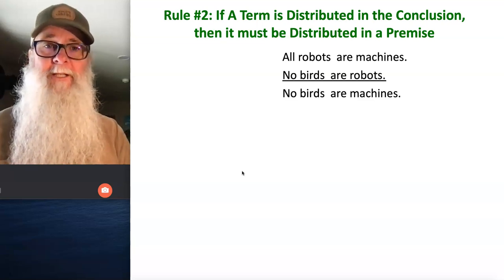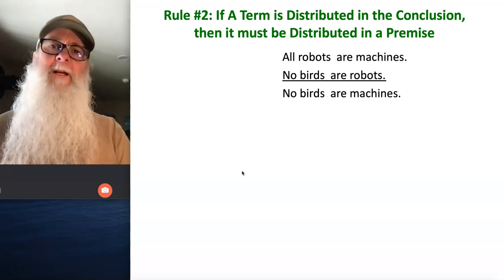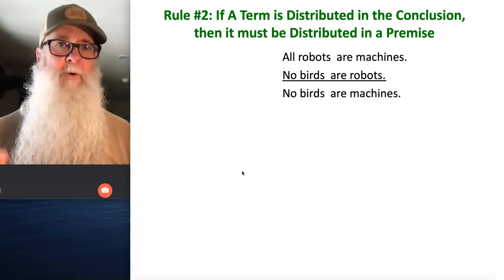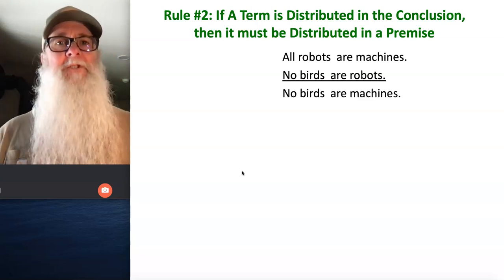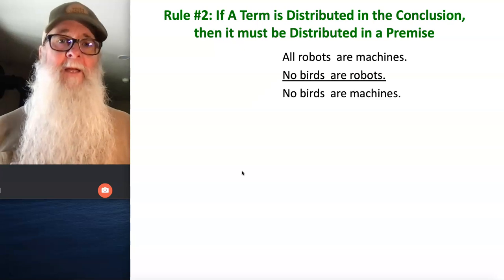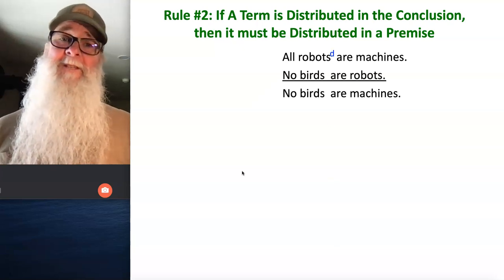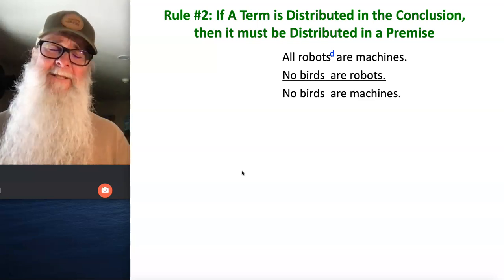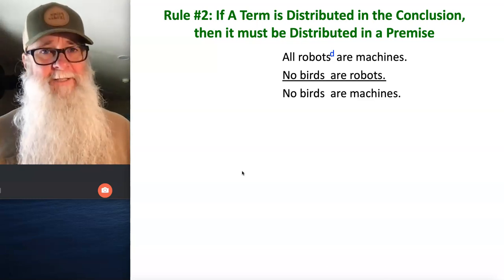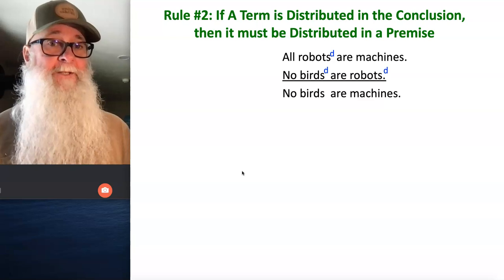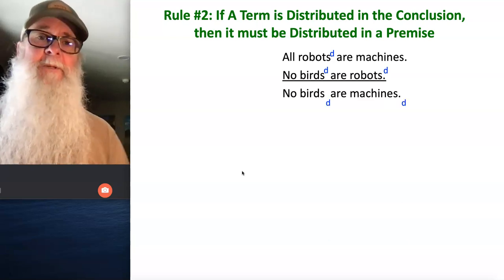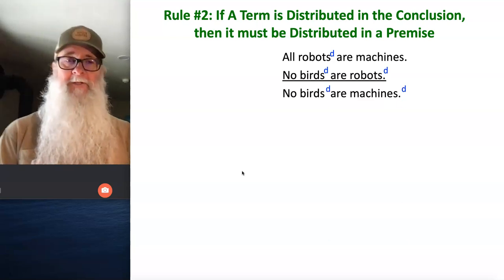No birds are machines. The first thing I'm going to do when evaluating arguments by applying the rules is identify all the distributed terms in the argument. First premise is an A statement, and every A statement distributes its subject term. The second premise is an E statement. Every E statement distributes both its subject and predicate terms. And our conclusion is also an E statement, so both its terms are going to be distributed.